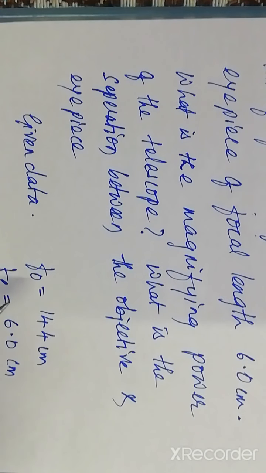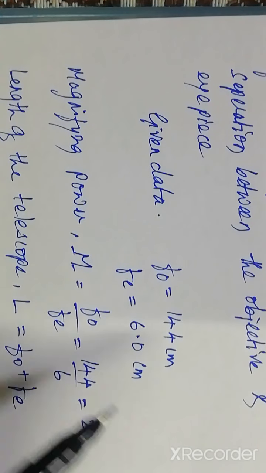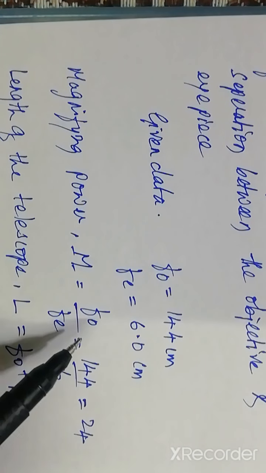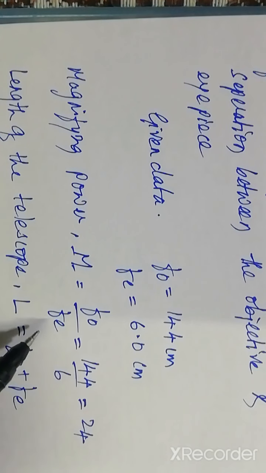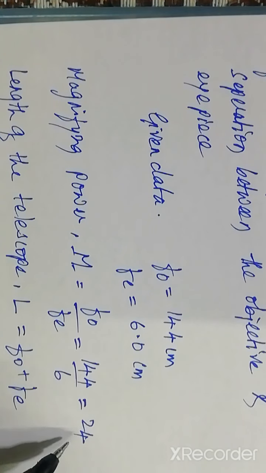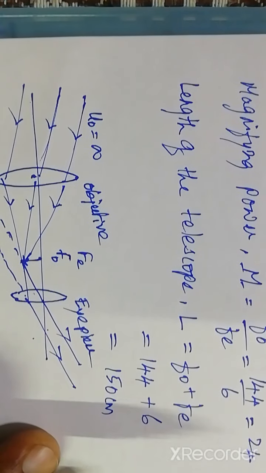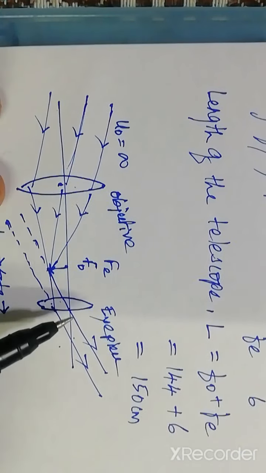So here given data, focal length of the objective is given, focal length of the eye lens is given. Magnifying power of the given telescope is the ratio of focal length of the objective to the focal length of the eye lens, which comes out to be 24. We are asked to calculate the length of the telescope. The length of the telescope is the distance between the objective and eyepiece.